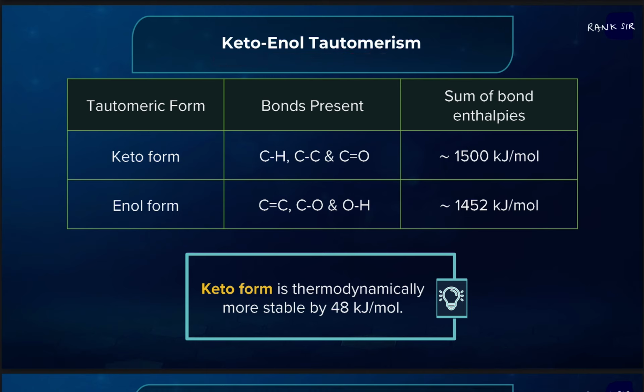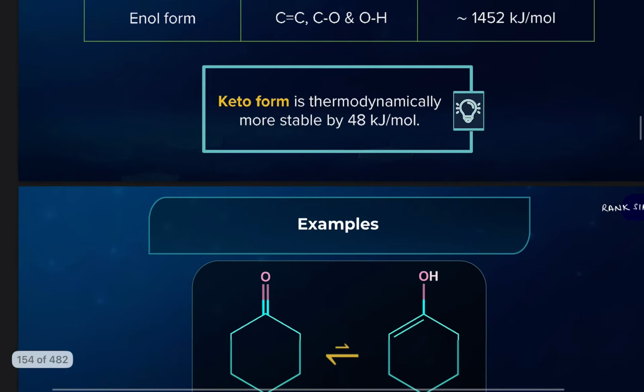Keto-enol tautomerism. The reason this table mentions C-H, C-C and C=C is the values of nearly 1500, here 1452. The enol form has less energy, so it easily breaks down and converts back into the keto form. The keto form is thermodynamically more stable by about 48 kilojoules per mole, and that difference is why it is more stable than the enol form.